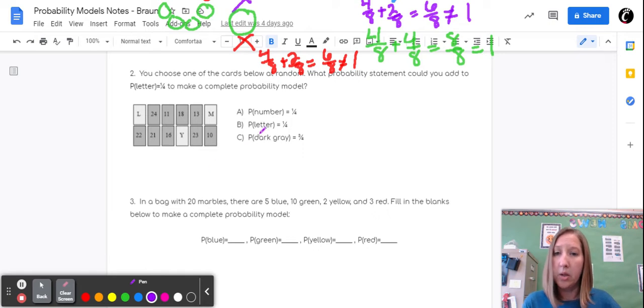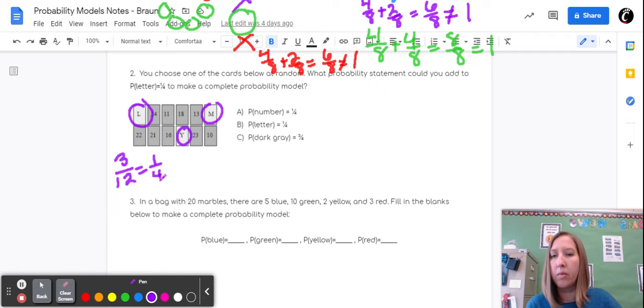It says you choose one of the cards below at random. What probability statement could you add to the probability of a letter, which is 1/4, to make a complete probability model? All right, so we have our letters here, right? We've got 3 letters, and we're being told it's 1/4. If I look at this, I have 3 letters out of 12 possible cards. So 3/12, if I reduce that, does equal 1/4. That's where my probability of choosing a letter, that 1/4, came from.